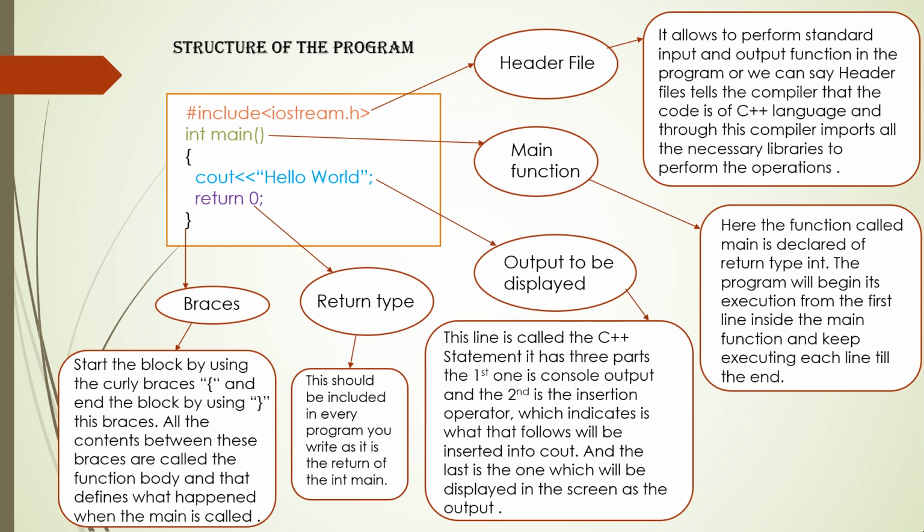And remember one thing, it should be written in double quotation marks, and after this terminate this line with the help of a semicolon. Now next comes the return 0. This should be included in every program you write, as it is the return of int main, the thing you declared above. And now after writing all this, just close the curly braces. The body of the program is closed.